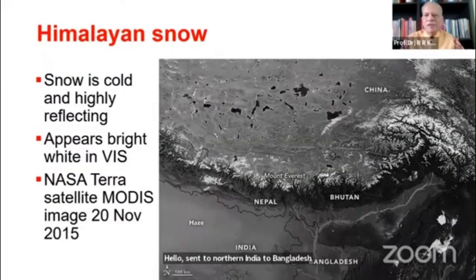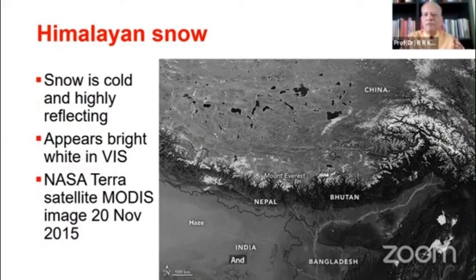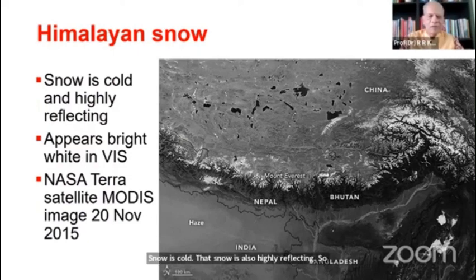This is a picture of Himalayan snow, taken not by an Indian satellite, but by a US satellite, NASA Terra satellite with an instrument called MODIS. And the image was dated 20 November 2015. Snow is cold, and snow is also highly reflecting, so it appears white. So it's very easy to spot snow on a satellite picture.